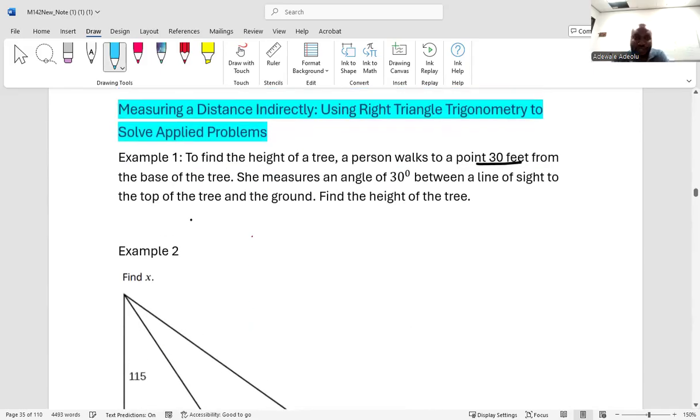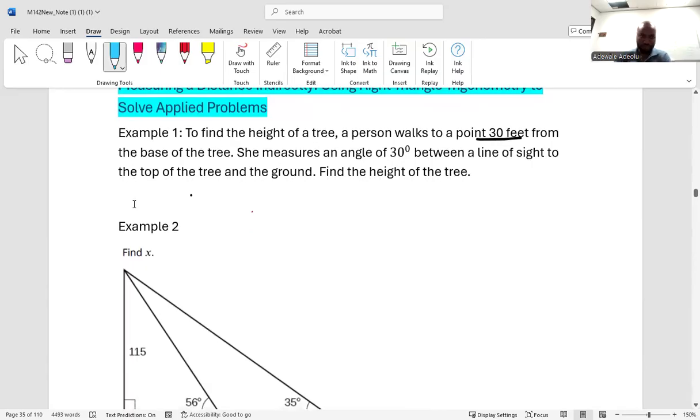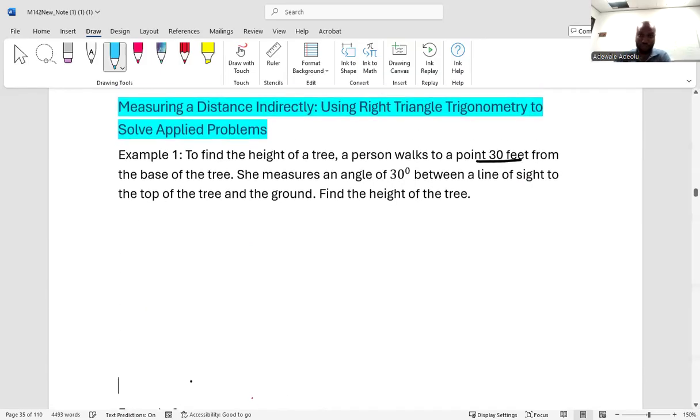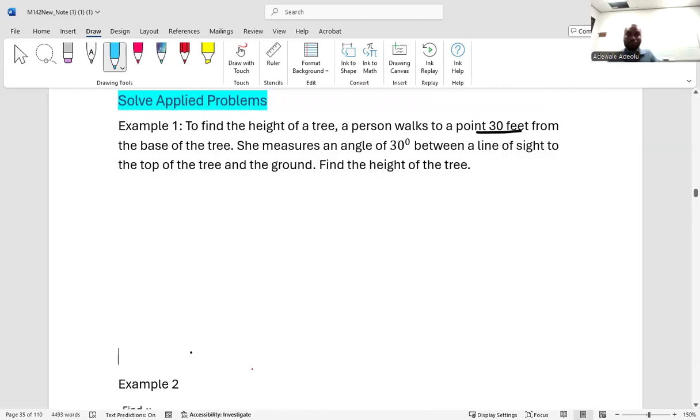Let us measure distance indirectly using right triangle trigonometry. In this case, we want to apply it to a real world problem. To find the height of a tree, a person walks to a point 30 feet from the base of the tree. Well, how does a tree look like? A good tree should be something like this, straight. A good tree should behave that way.